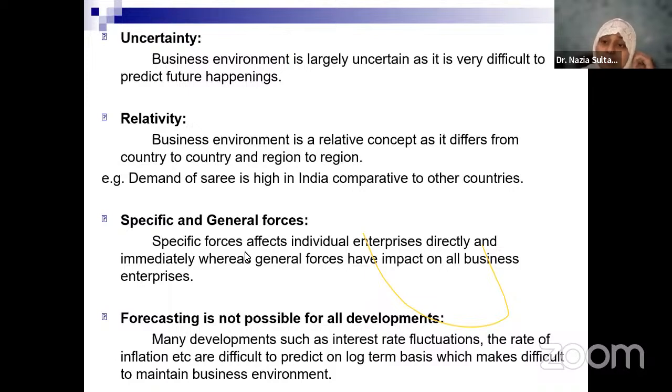You don't say that it is an absolute concept, where you say that it applies similarly to all countries in the world or to all states in a particular country. So it's relative as such. Then, in a business environment, you have specific forces and general forces. General forces will impact all businesses, and specific forces will impact a particular individual company.